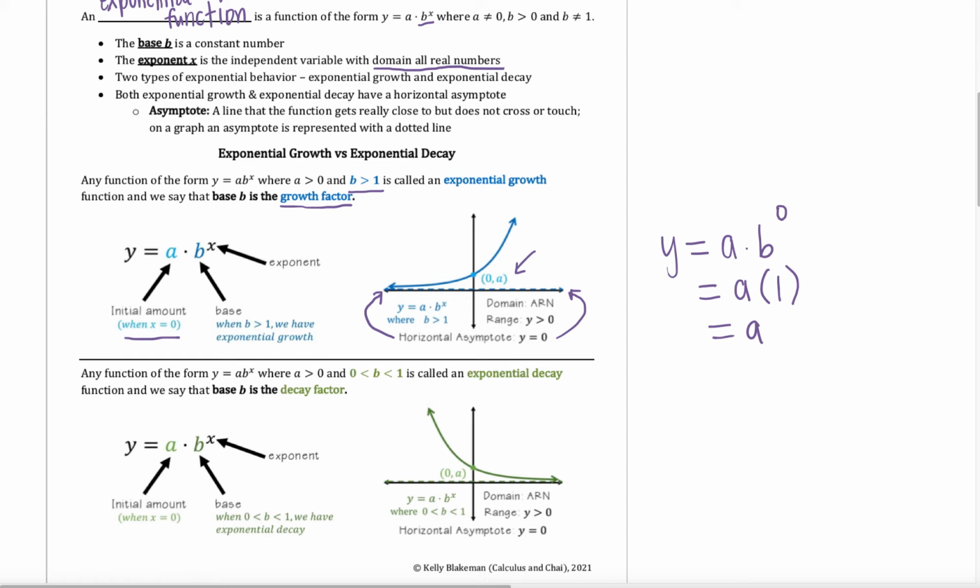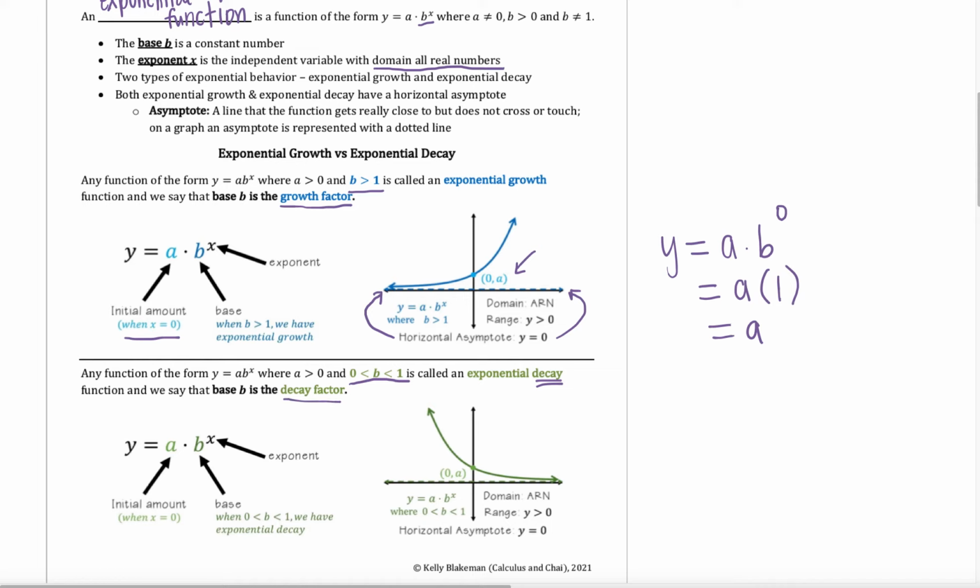Now on the other hand, a function of the form y equals a times b to the x, where our base here is in between 0 and 1. Notice our base did have to be positive for it to be an exponential function, but now we're just considering bases between 0 and 1. That's what we call an exponential decay. And that base b is then referred to as a decay factor.